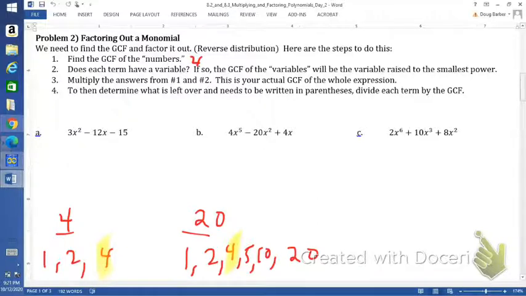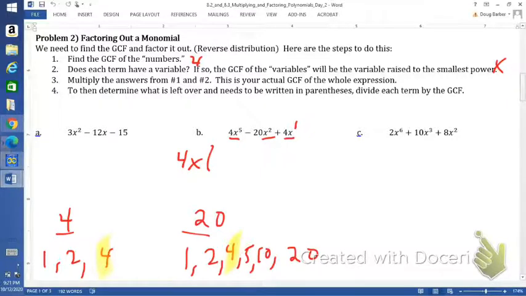Now, does each term have a variable? And the answer is yes. We have an x to the 5th, an x squared, and an x. Now, the greatest common factor of the variables will be the variable raised to the smallest power. So it's just going to be x to the 1st, or just x. Now, multiply the answers from 1 and 2 together. So 4 times x is going to give us 4x. And this is the actual greatest common factor of the whole expression.